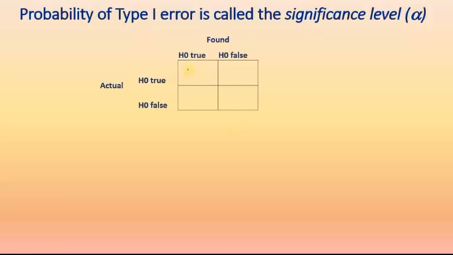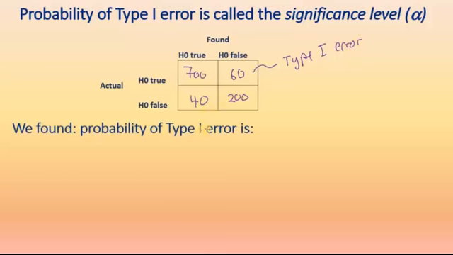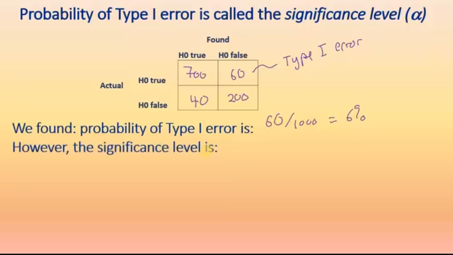Let's put in our numbers. If you remember, here we had 700, 60, 200 here, and 40. Alright, so remember, we found this was type 1 error. And we found probability of type 1 error as, remember, we took 60 times type 1 error happened out of 1,000 total experiments, which is 6%. Alright? It turns out that this is not the significance level. The significance level is more like 8.6%.